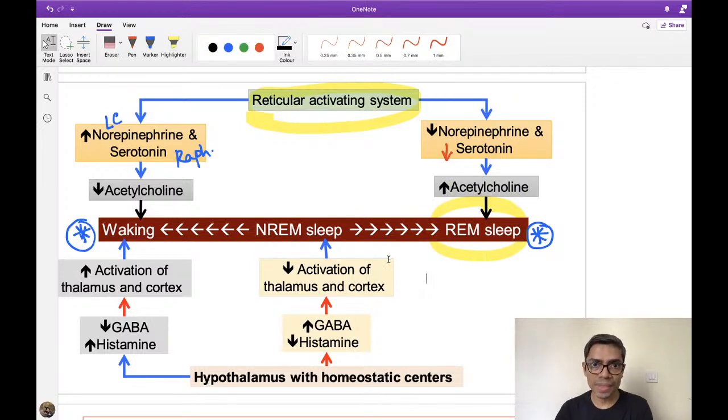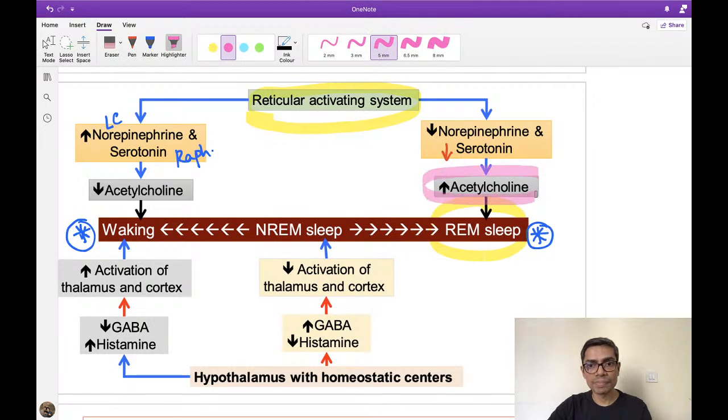So if I ask you to tell me the one most important neurotransmitter for REM sleep, your answer will be this one, acetylcholine. Acetylcholine must be higher in your brain. Along with that, obviously norepinephrine and serotonin have to be lesser, and that will produce your REM sleep onset.